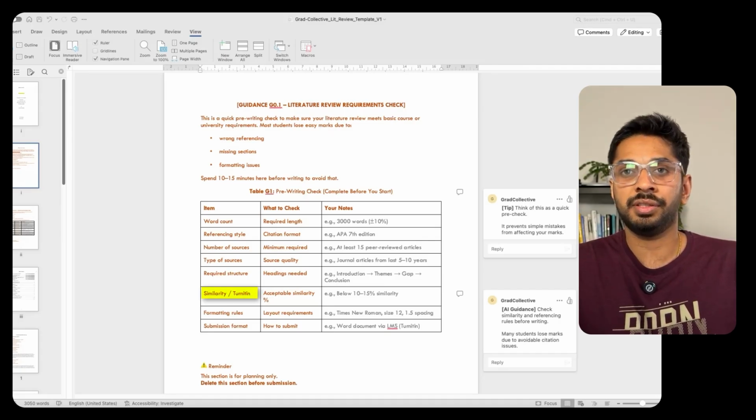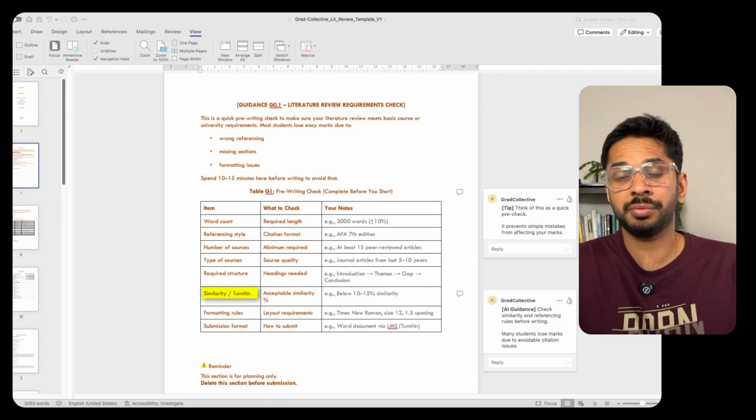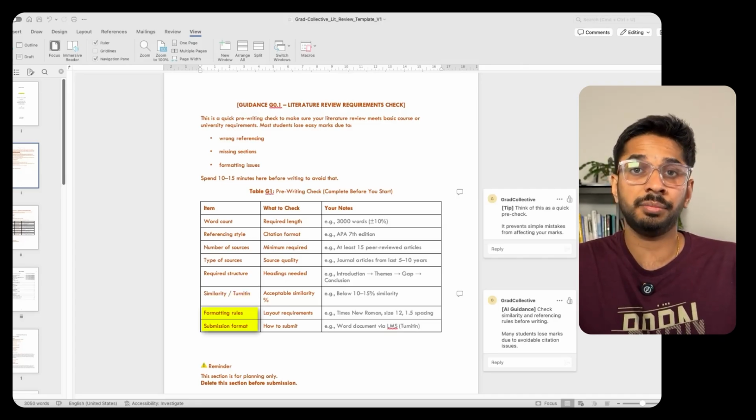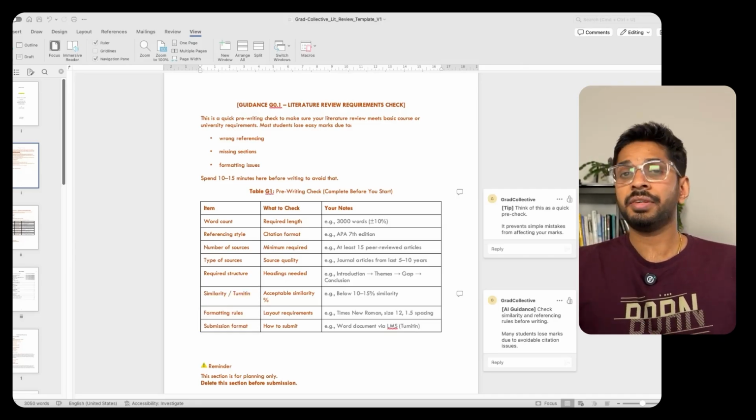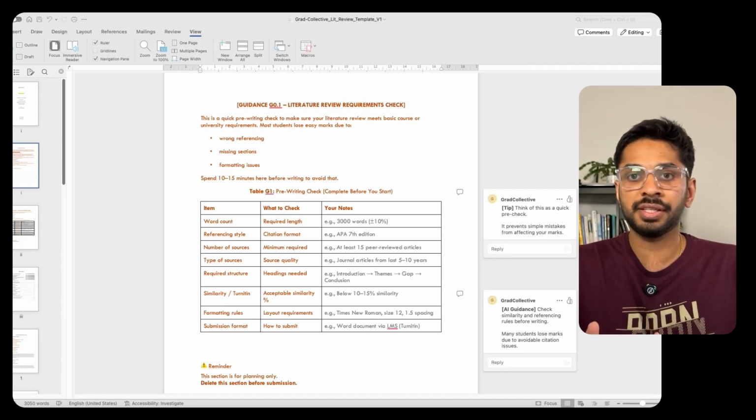What's the limit on the similarity? For example, the plagiarism as well as the Turnitin scores, which also includes the AI score, and the submission format. That's it. It's not very complicated. Think of it as a quick check before you begin, so you don't have to fix things later. Once this is done, you are ready to start writing.